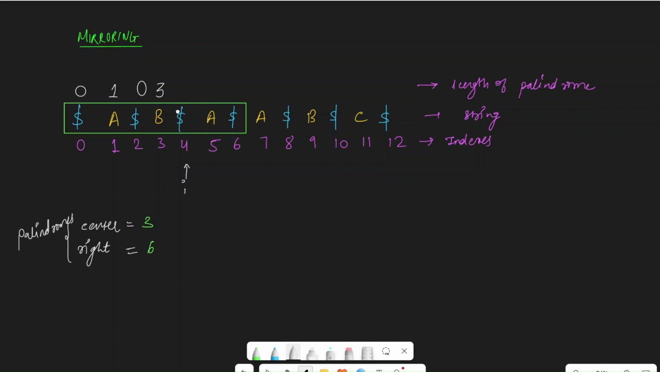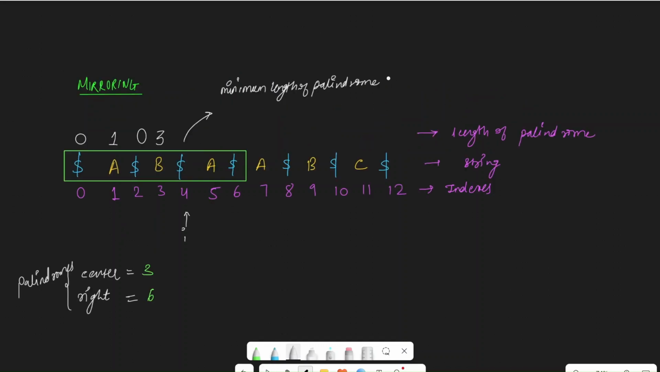Now at index 4, we check, are we within a palindrome? That is, the index that we are evaluating, is it less than the right boundary, which is 6? Yes, it is. In this case, we can use mirroring. Only and only in this case, we can use mirroring. So now what happens with mirroring is, we first try to get the minimum length of palindrome.